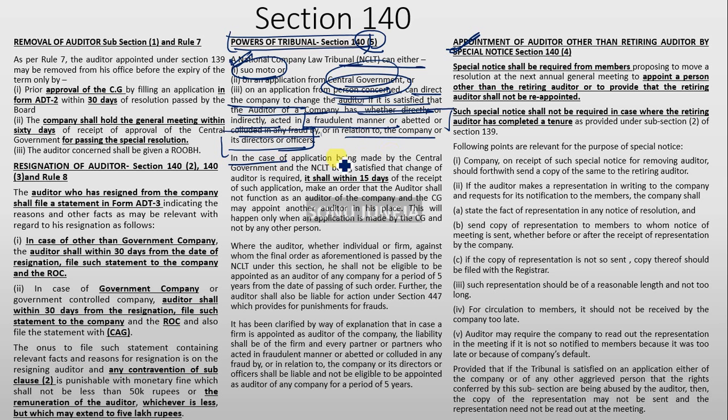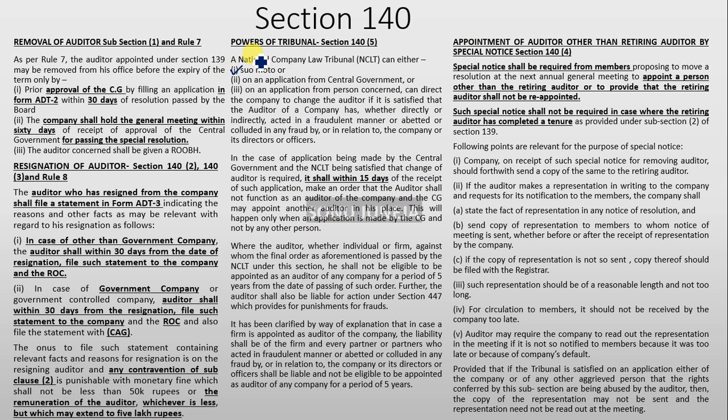So in the case of application made by CG and the NCLT being satisfied the change of auditor is required, within 15 days of the application coming to NCLT, he may order that the auditor shall not function as auditor of the company and CG may appoint another auditor in his place. Now this will happen only when the application is made by central government and not any other person. So there is an exception for suo motu and on application from the person concerned.